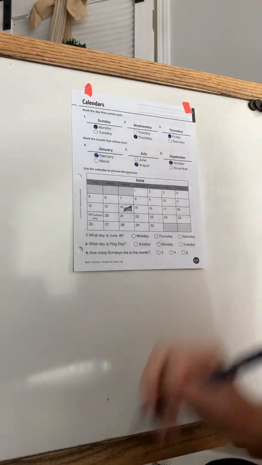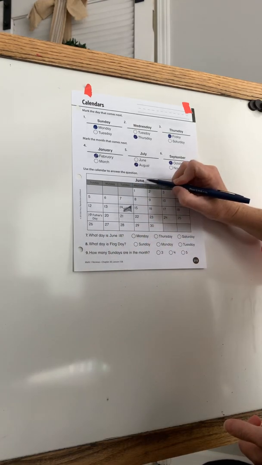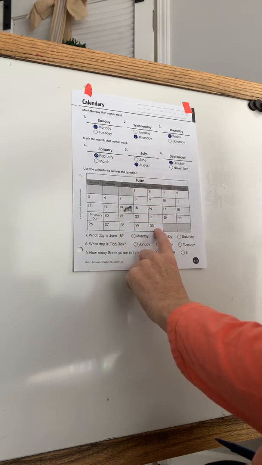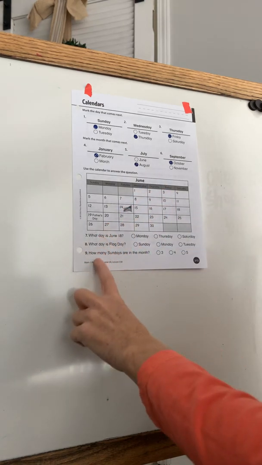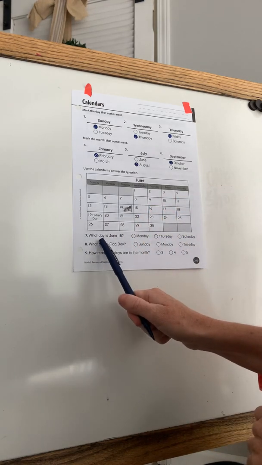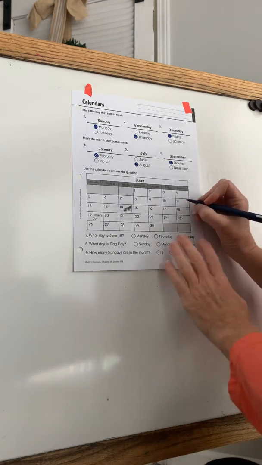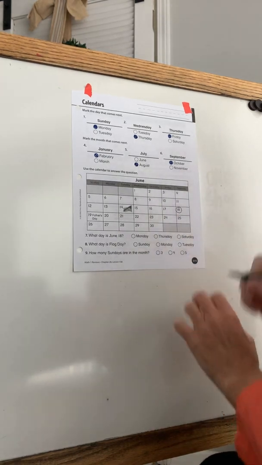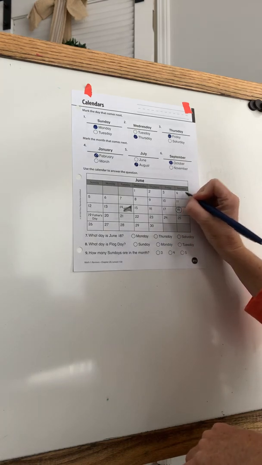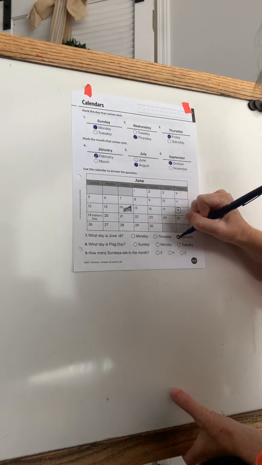Okay. All right, now use the calendar to answer the question. So we've been given a calendar for the month of June, and here's where June starts, and here is where June ends. Okay, so we're going to look at these questions down here to answer using the calendar. All right, what day is June 18th? I've got to find June 18th, which is right here, and see what day that is. If I look at my calendar, it is on a Saturday. So I need to bubble in Saturday.